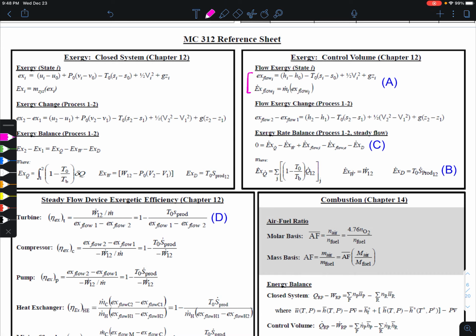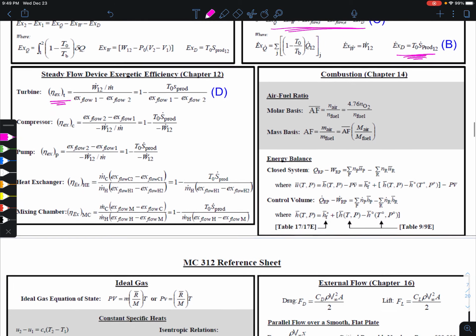For part B, the exergy destruction, we'll use this statement here, which is our dead state temperature times the rate of entropy production. For part C, we'll have our exergy rate balance. And then for part D, we'll have our exergetic efficiency.